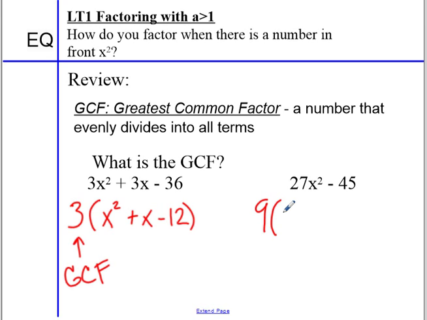27 divided by 9 is 3. The x squared stays with the 3. Negative 45 divided by 9 is negative 5. The GCF, just like in the first example, always goes out in front of the parentheses. Because if you were to use this 9 with the parentheses, you would distribute and make 3 times 9, 27, and 5 times 9, 45.